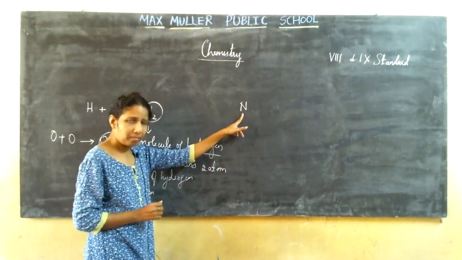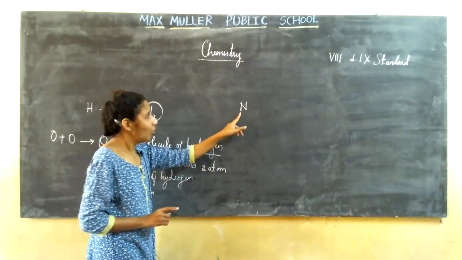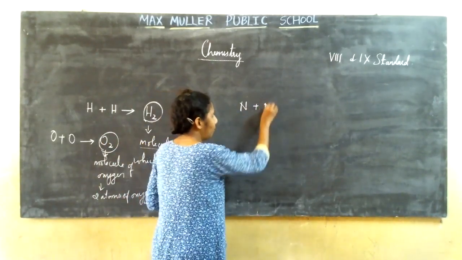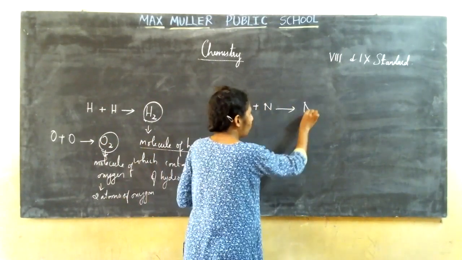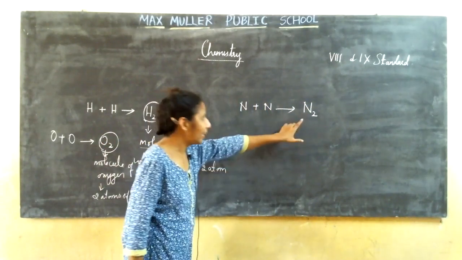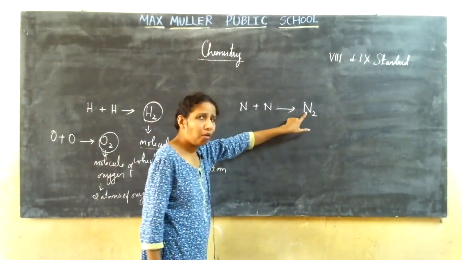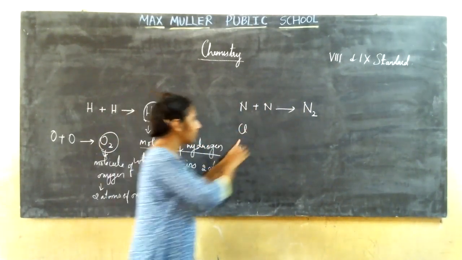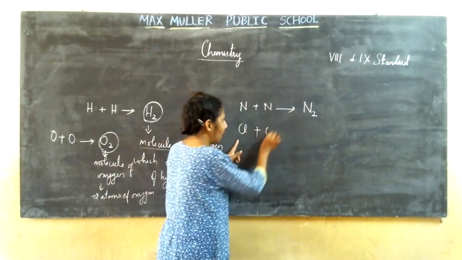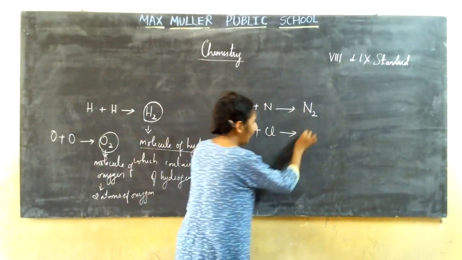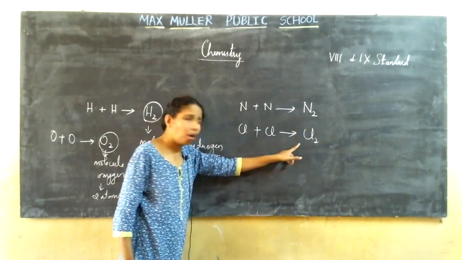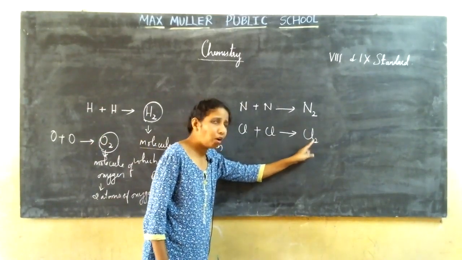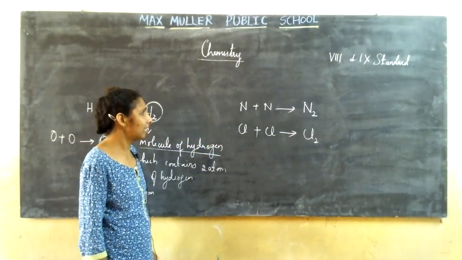Similarly, now nitrogen atom. This represents an atom of nitrogen. So nitrogen atom does not exist independently. It combines with another nitrogen atom to form a molecule of nitrogen, which contains 2 atoms of nitrogen. Hope you people understood. Similarly, what does this represent? Chlorine atom. Chlorine atom does not exist independently, so it combines with another chlorine atom to form a molecule of chlorine, which contains 2 atoms of chlorine. Did you people understand this?